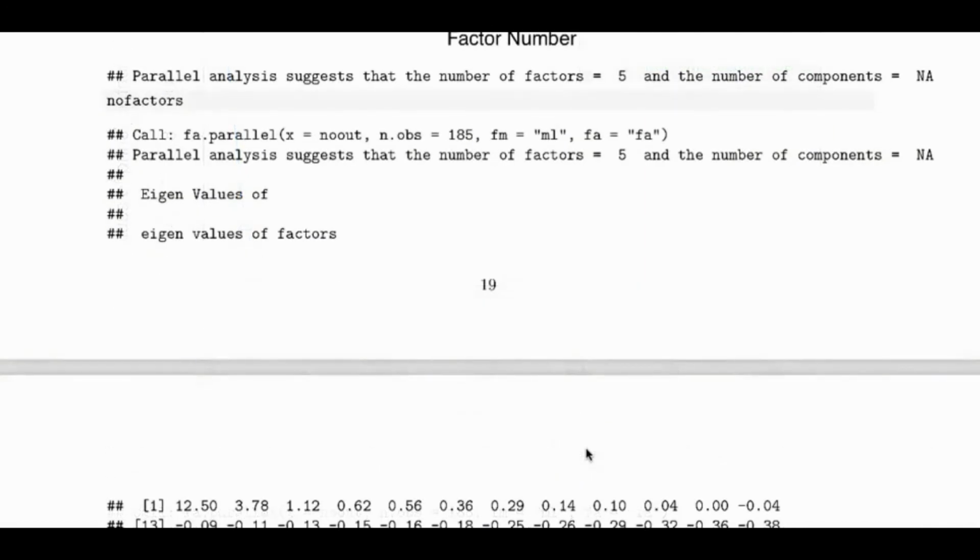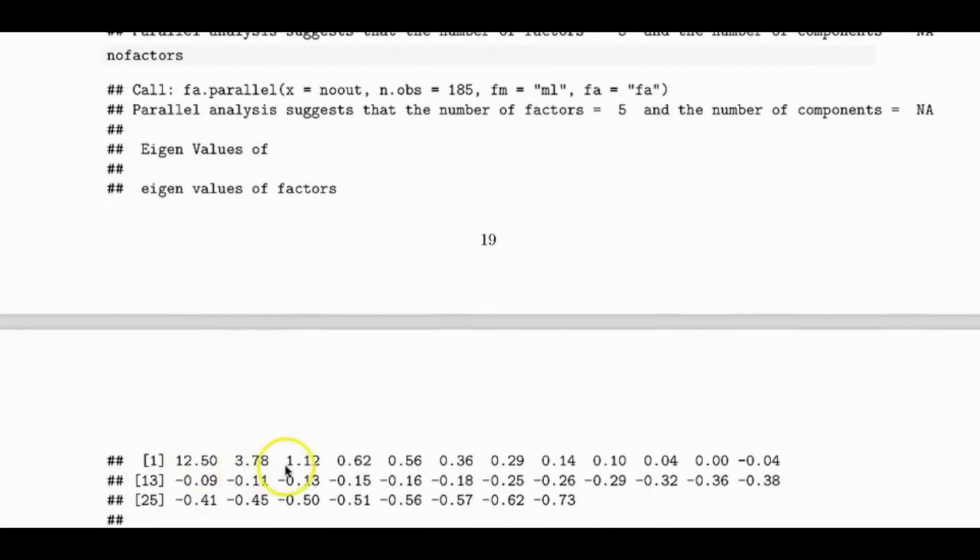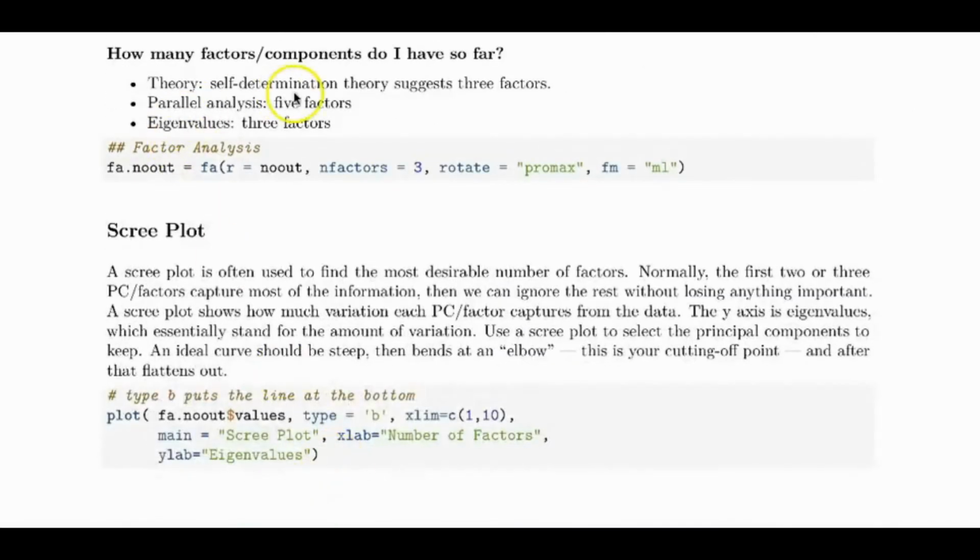If we look at the output that comes with the parallel analysis, it has a section for eigenvalues, and you can see there's only 3 of them that are greater than 1. So that's what the eigenvalues are recommending, 3 factors. I kind of went over this already. The theory is recommending 3 factors, parallel analysis is recommending 5, and the eigenvalues are recommending 3.